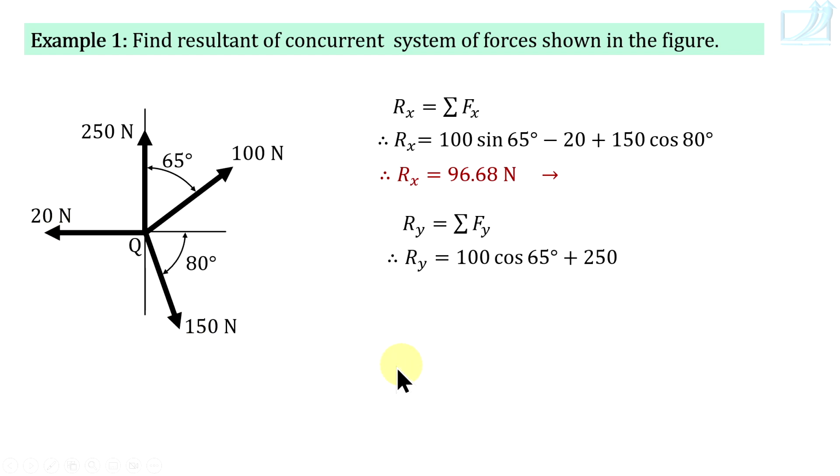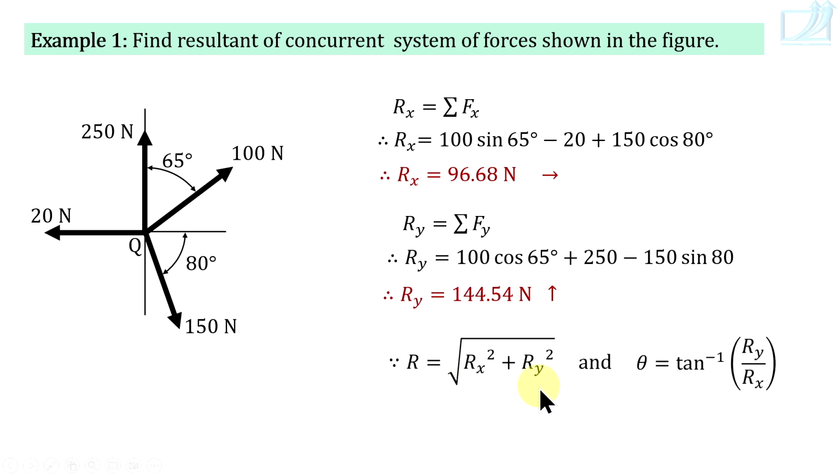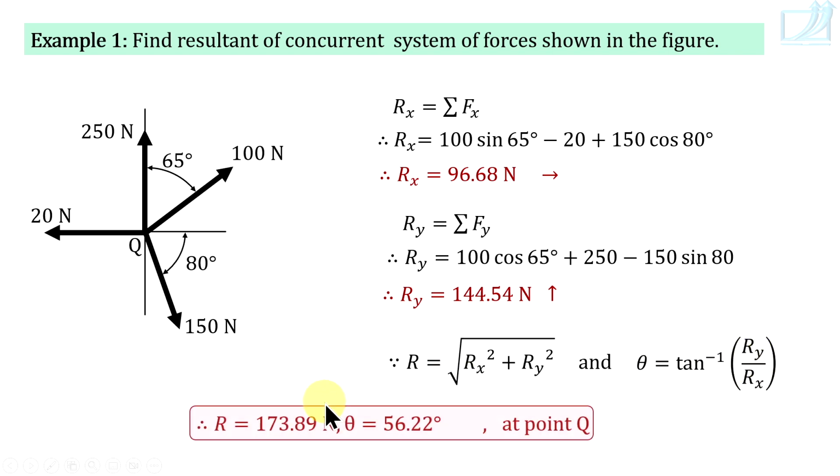And 150 Newton force is downwards, that's why it's negative, and you are using angle with x-axis and you are writing here y component, so it should be sine of that angle. And this is how you got Ry is equal to 144.54 Newton. Actually, my suggestion is take a pause, complete the calculations and then proceed. So its positive answer means upwards. Now R is equal to root Rx squared plus Ry squared and theta is equal to tan inverse Ry by Rx. Use these two formulae and you will get R 173.89 Newton and theta 56.22 degrees.